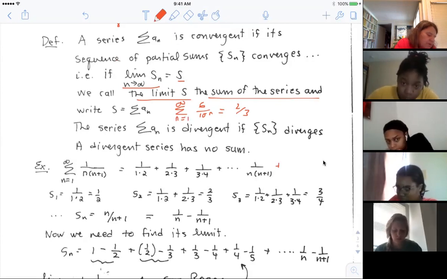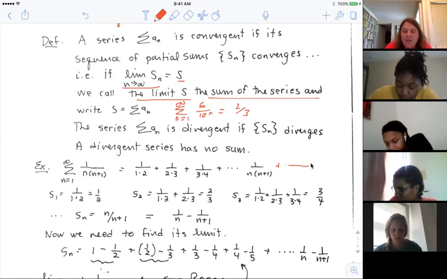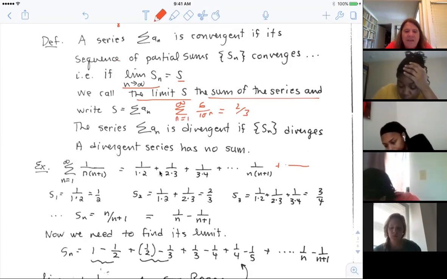So the question is, is the sequence of partial sums getting closer and closer to anything? Well, let's do the sequence of partial sums. Let's look at S1. If I just take the first term, it's 1 over 1 times 2, and that's a half. If I take the second one, it's the first one plus the second one, and I wind up with 2/3 there.